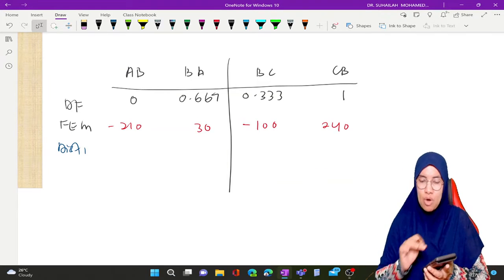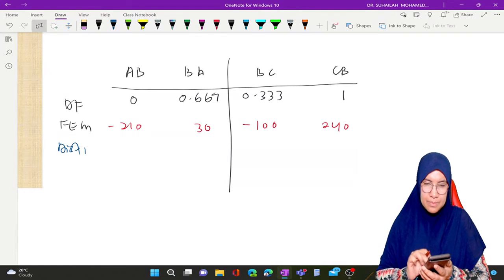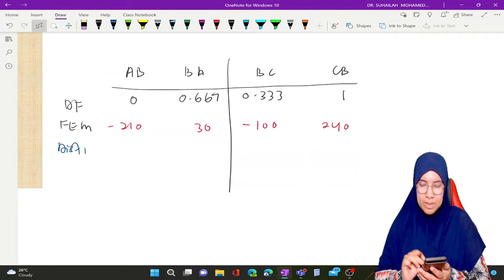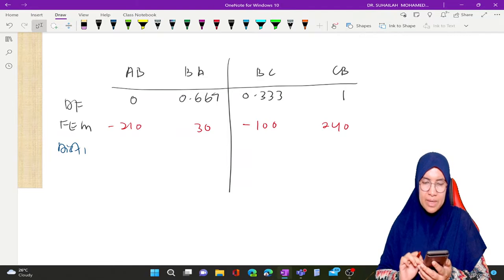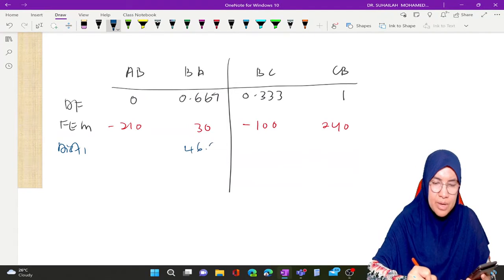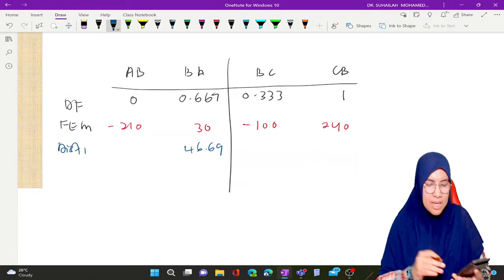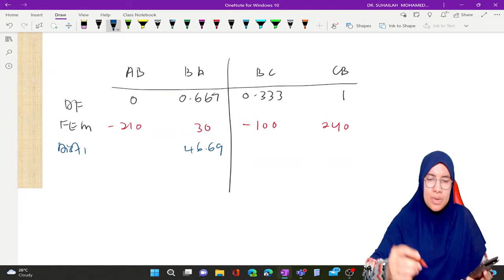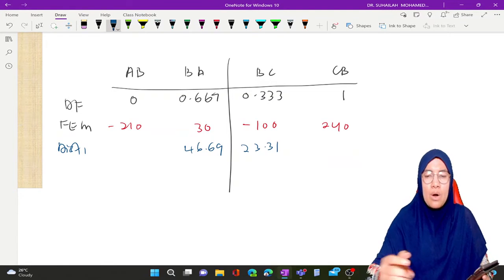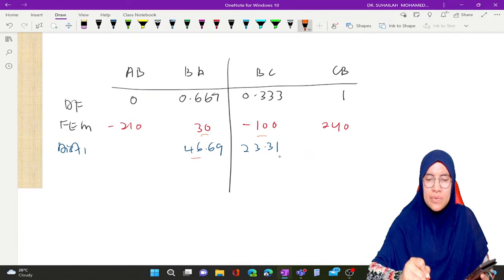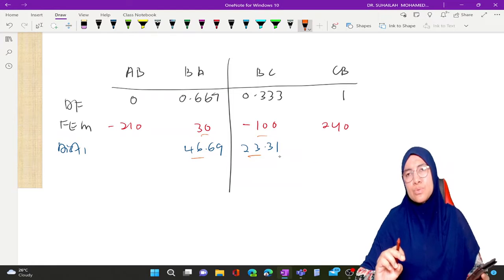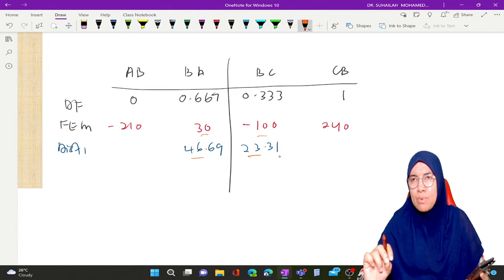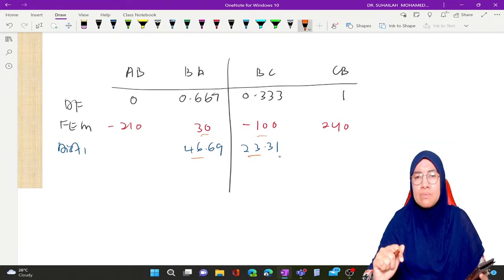Total moment is negative 30 and 100. That is the total moment because it is opposite. Total moment times the factor 0.667, we get 46.69, and times 0.333 we get 23.31. Always remember these 4 values, 1, 2, 3, 4: the total must equal 0, because the total joint moment must be equal to 0.